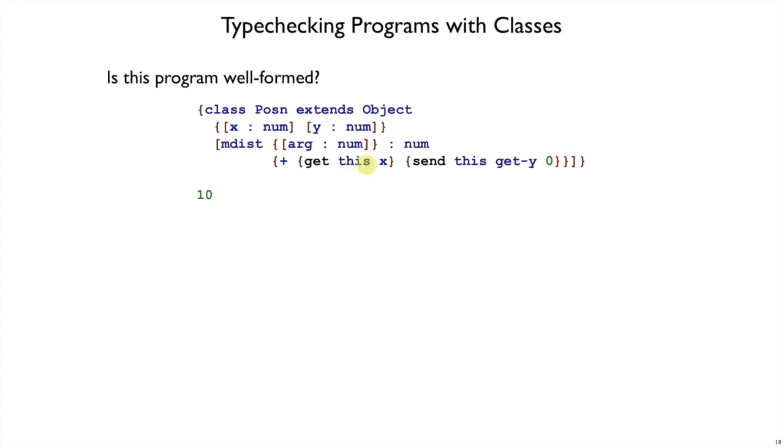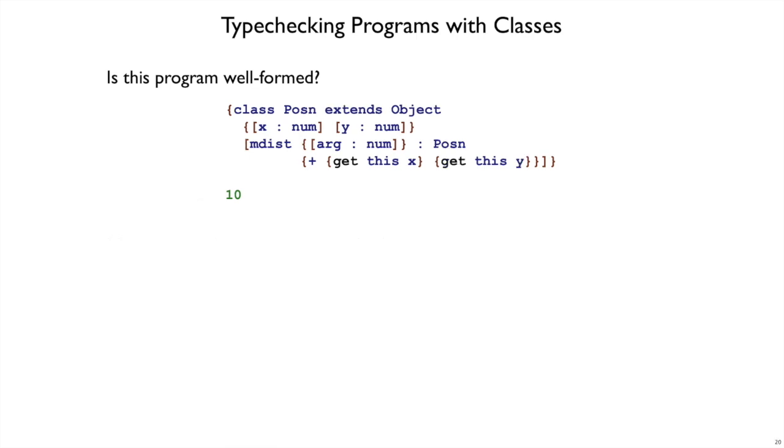How about this variant? Now we have get this again. We have send this get y. And I think you see the problem. There is no get y method declared, so we have to check when we're type checking Curly programs. We need to make sure that the methods that you use are there as well as the fields that you use are there.